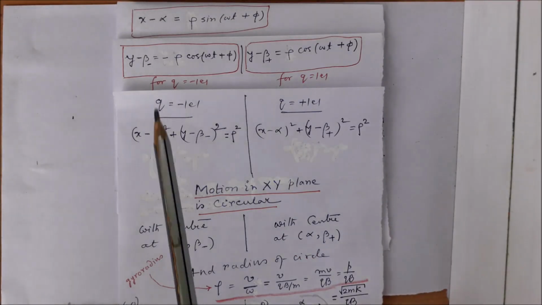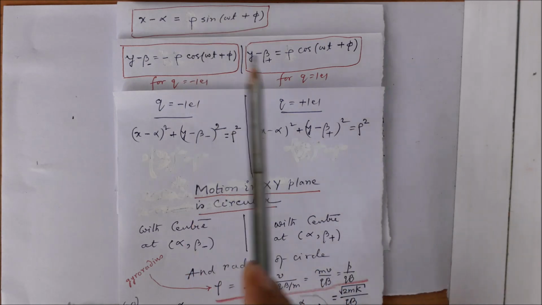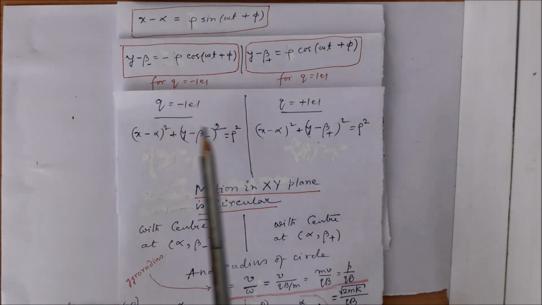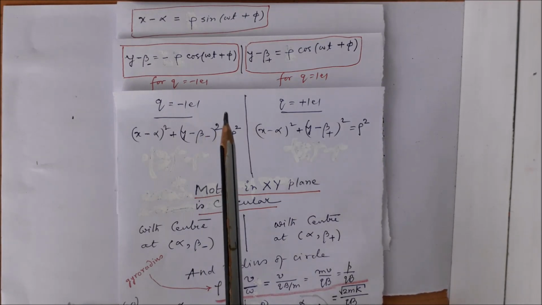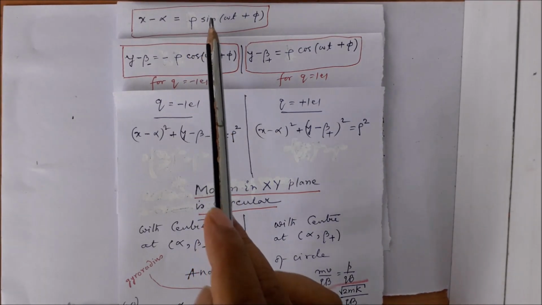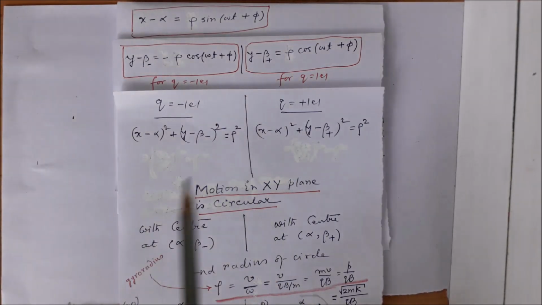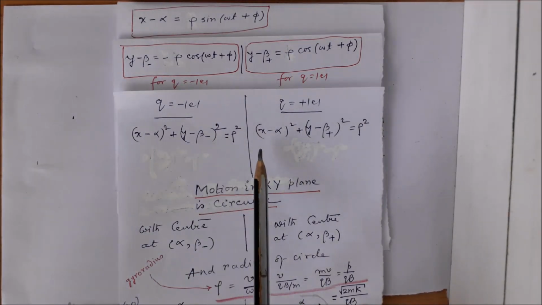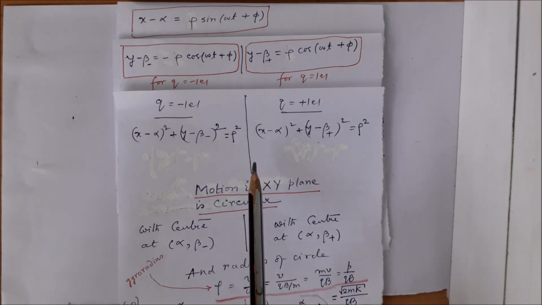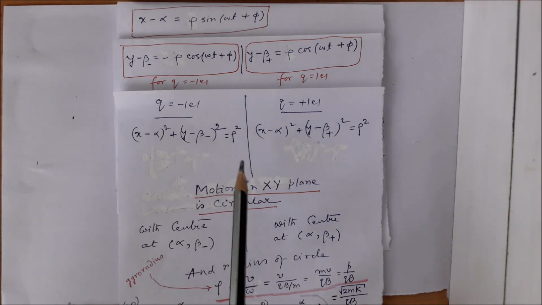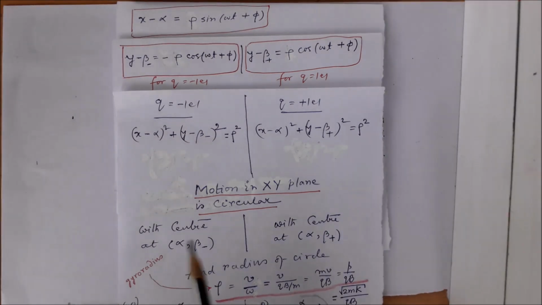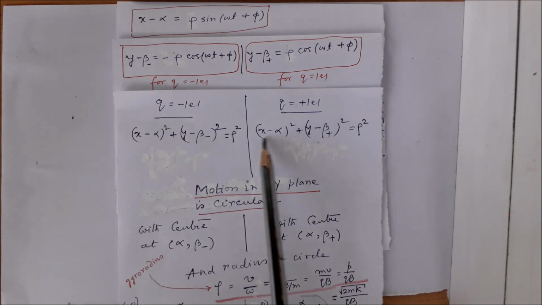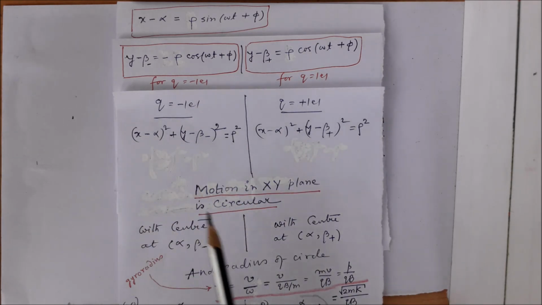We now eliminate t from the x equation and the y equations by squaring them and adding. Since sine square plus cos square is unity, we have these equations which represent the trajectory of the charged particle in the magnetic field, and these equations represent circles. So we conclude that the motion is in the xy plane since only x and y are involved, and secondly it is circular, as evident from the structure of these equations.